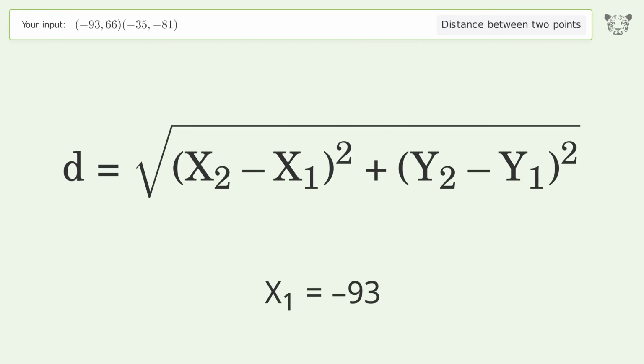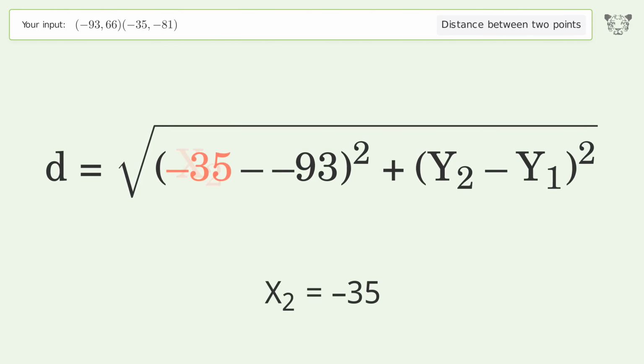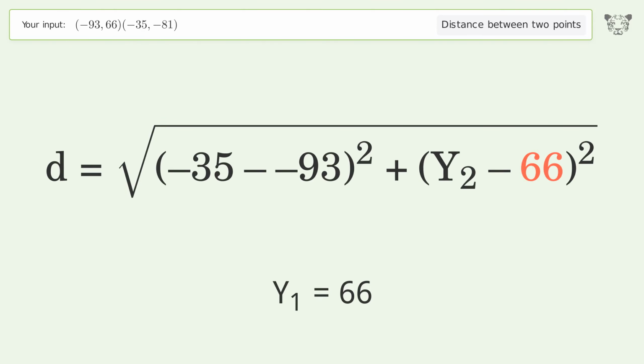x1 equals -93. x2 equals -35. y1 equals 66. y2 equals -81.